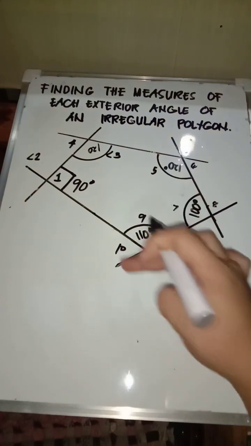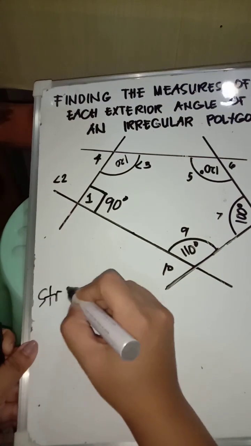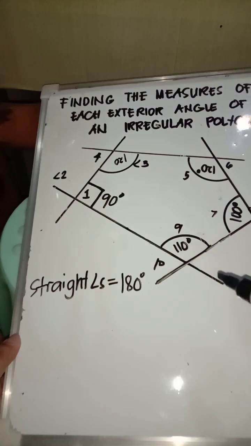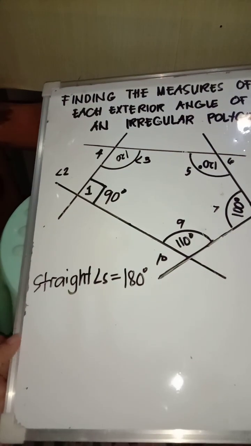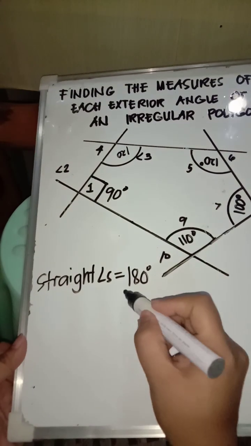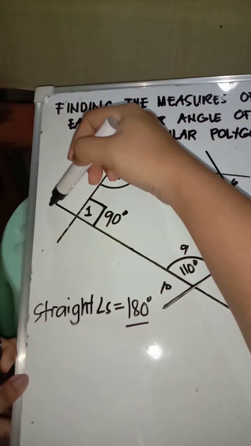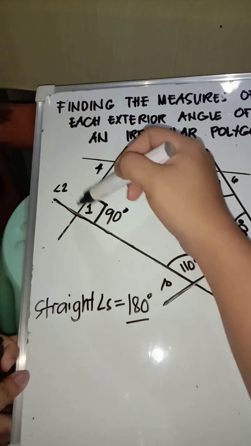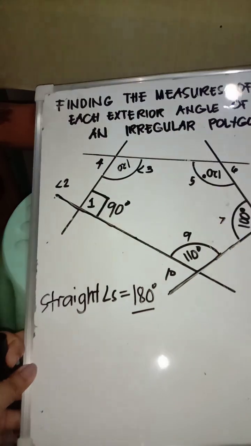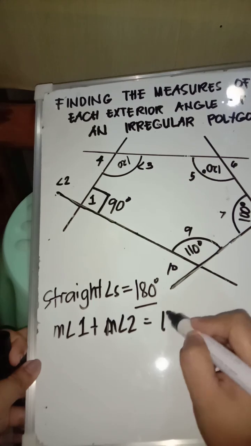The angle within that straight line is what we call a straight angle. A straight angle measures 180 degrees. If there are two angles within the straight angle, the sum of the two angles is also equal to 180. For example, let us take angle 1 and angle 2. They form a straight line, so they form the straight angle, and their total is 180. So the measure of angle 1 plus the measure of angle 2 is equal to 180 degrees.